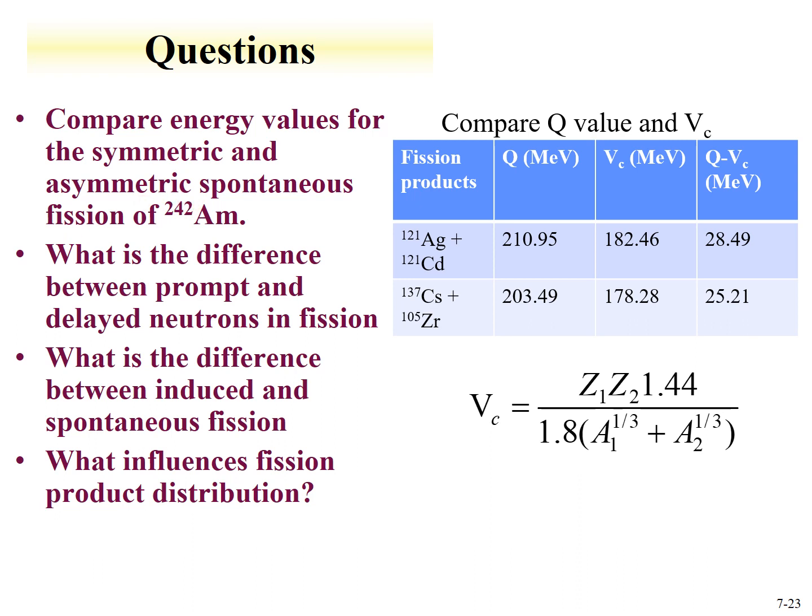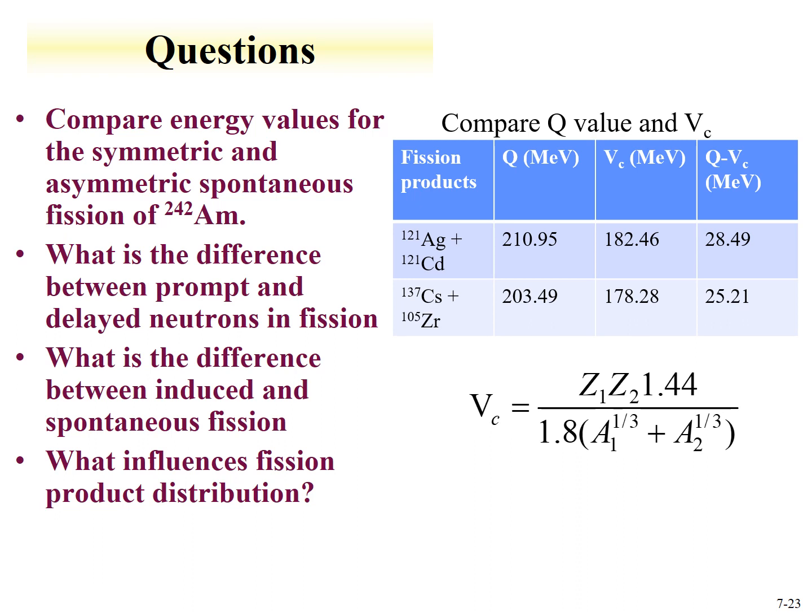Well, symmetric means splitting in two, so 242 divided by 2 is 121. So we pick two isotopes with an A of 121. And here for this example, I've selected silver and cadmium 121. I've calculated the Q value through the Q value calculator here. It's a little over 200 MeV. The Coulomb barrier is 182 MeV, and the difference is 28 MeV. So that's enough energy to obviously overcome the Coulomb barrier.